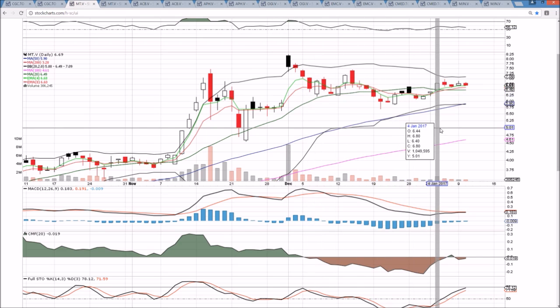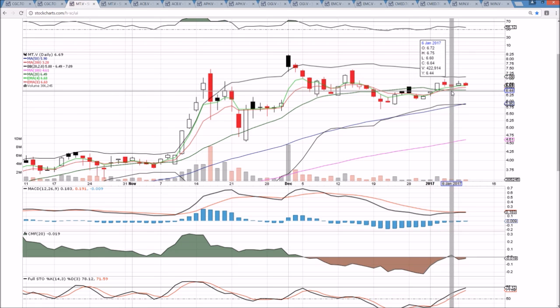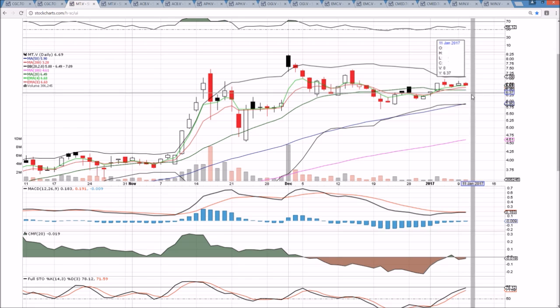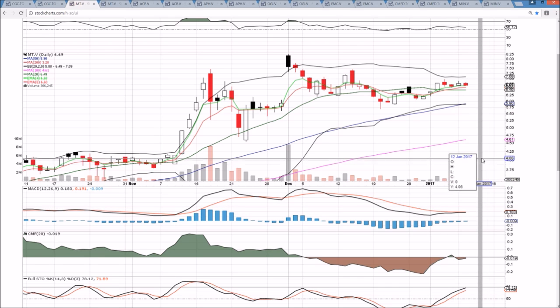So MT, very similar to CGC, where we've got our high, our low of consolidation at 660, lower high at 689, closed down near the low of the day today. We're well above the middle Bollinger Band. We haven't even tested it the past 4 days. Also on the verge of a bullish MACD cross.